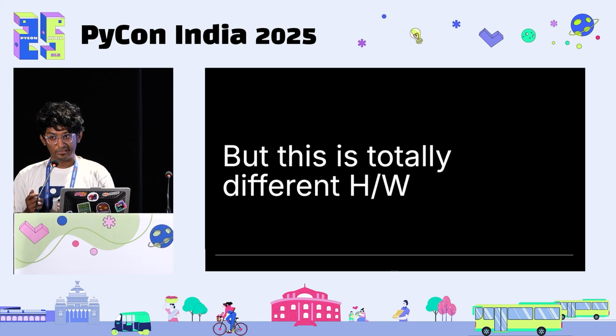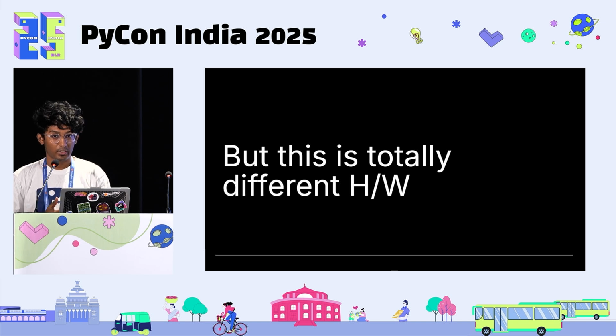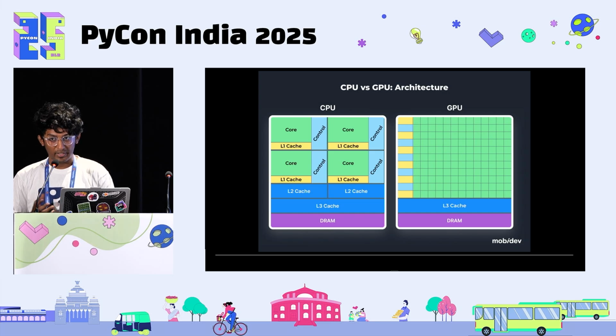But this is a totally different hardware, right? CPU and GPU, they do a lot of compute, but that necessarily doesn't mean that the hardware is the same. When I say it's a very different hardware, let's check out the architecture. In CPU, you have a very limited number of cores, less than 10 usually. In GPU, you have more than 10,000 cores, right? But this is very surface level knowledge. The main difference comes in the memory and the memory hierarchy.